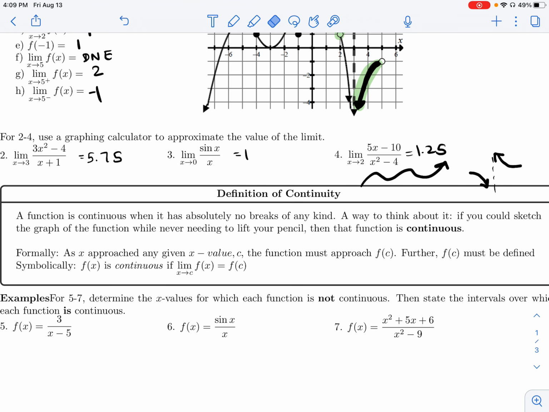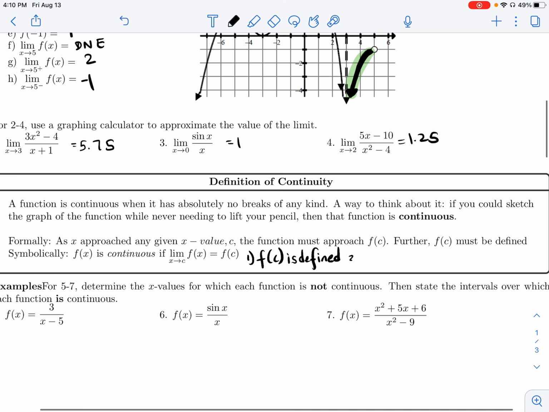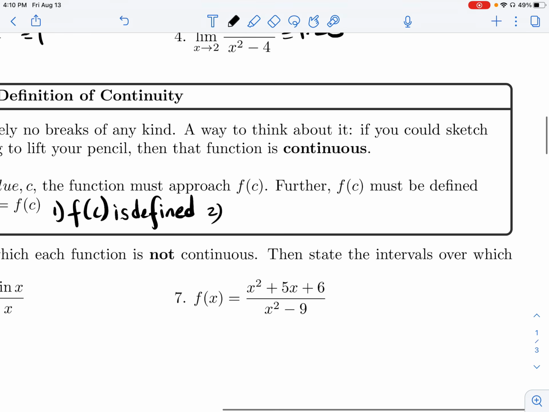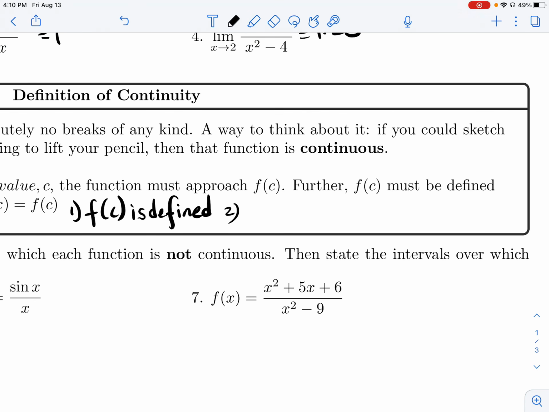And the way I break it down is the following. I like to say that the definition of continuity really has three parts, three things that need to be true. First, f of c must be defined. That's a better way of saying it. So the function is defined at that c value. Secondly, not only must the function be defined there, but the limit must also exist there at c.